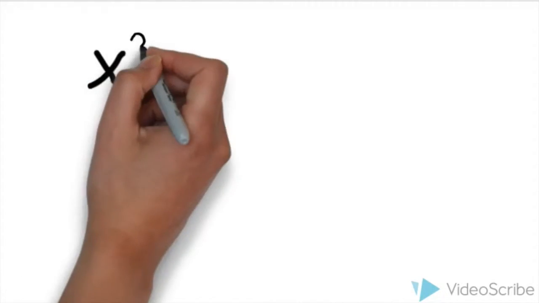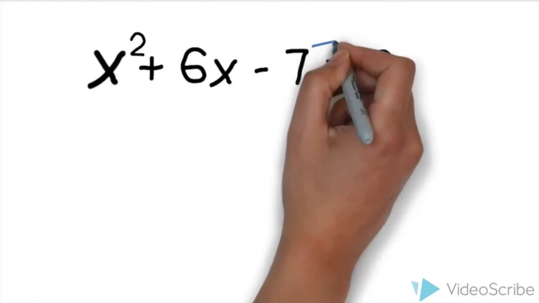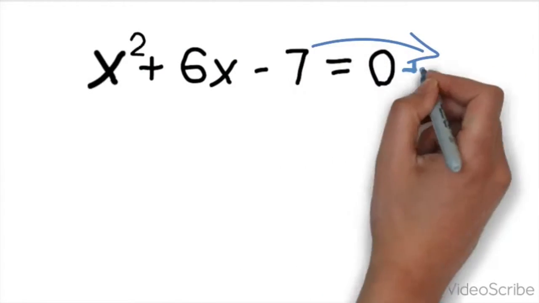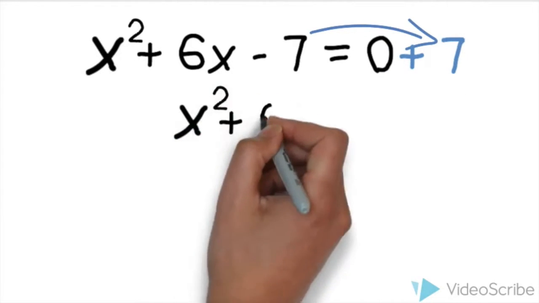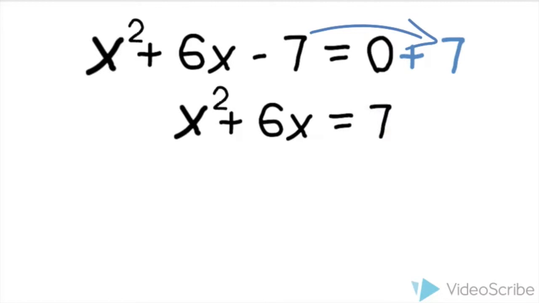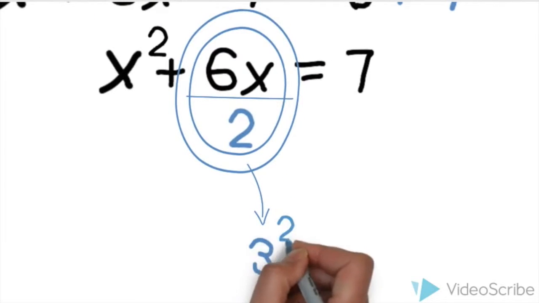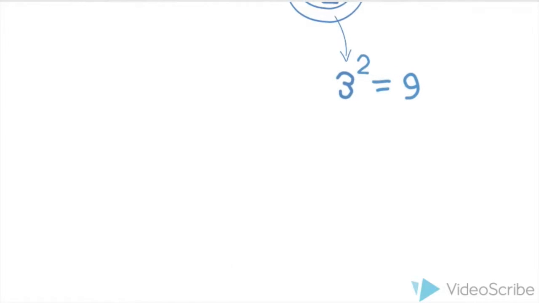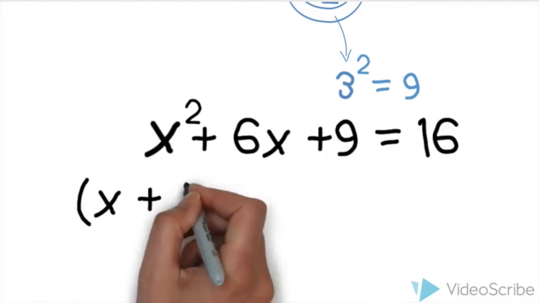Let's start with the equation x squared plus 6x minus 7 equals 0. Move the loose constant to the other side, giving us x squared plus 6x equals 7. Divide the middle term by 2 and square the answer. This will give you 3 squared equals 9. Add 9 to both sides of the equation. So x squared plus 6x plus 9 equals 16.